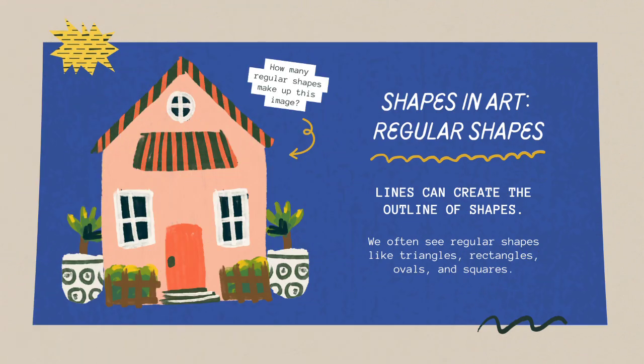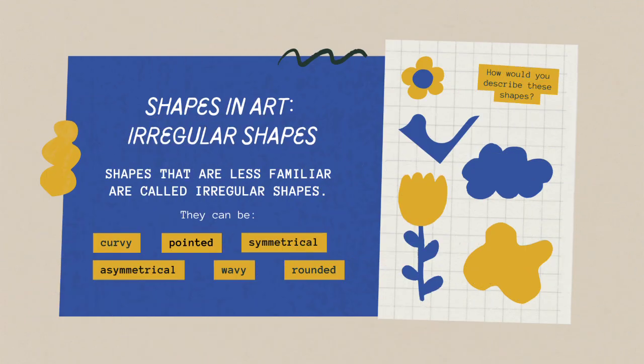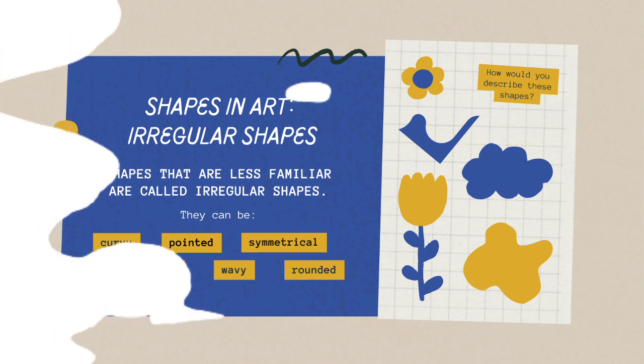As you can see in the image of a house, we see regular shapes like triangles, rectangles, ovals, and squares. Shapes that are less familiar are called irregular shapes. They can be curvy, pointed, symmetrical, asymmetrical, wavy, and rounded.